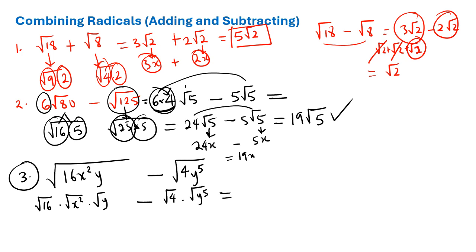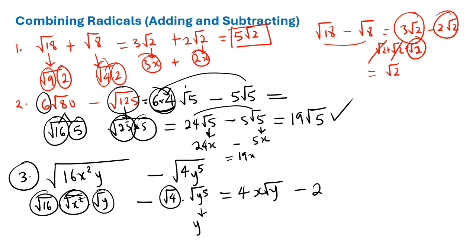So this means the square root of 16 is 4, and the square root of x squared, the square and the square root cancel each other out, and you get x. And the square root of y will just remain there as a radical. Minus the square root of 4 is 2. And I'm going to look for the square root of y to the fifth. I know that y to the fifth is y to the fourth times y. All right, and if I take the square roots, the square root of y to the fourth will be y squared. And the square root of y will just be the square root of y.